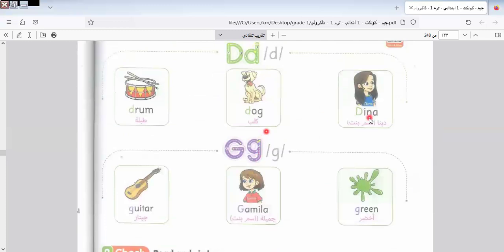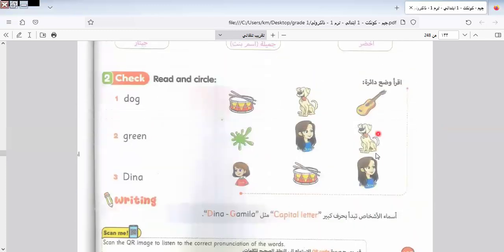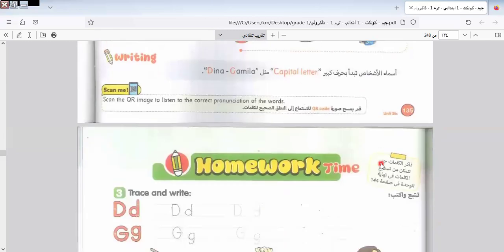No, it's not Dina. Dina here is with the yellow t-shirt. Not this, this is Jamila. This is Dina. So I select this one, Dina.